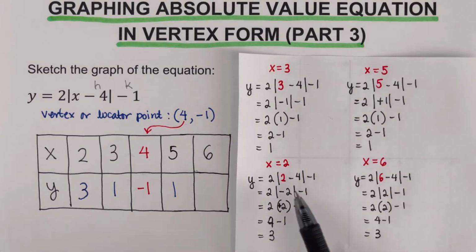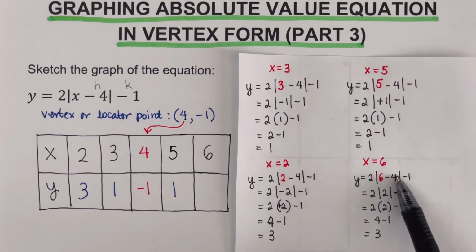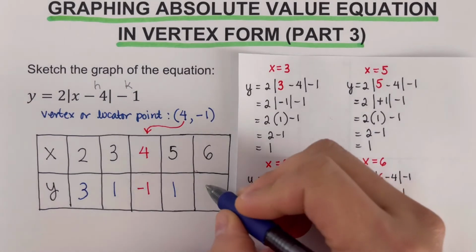In here, we have 2 minus 4 is negative 2. The absolute value of negative 2 is positive 2. So 2 times 2 is 4, minus 1 is 3. The same thing for this: 6 minus 4 is positive 2. The absolute value of positive 2 is 2, 2 times 2 is 4, and 4 minus 1 is 3. So we can go ahead and write 3 down here.